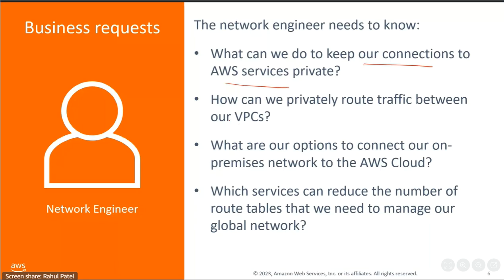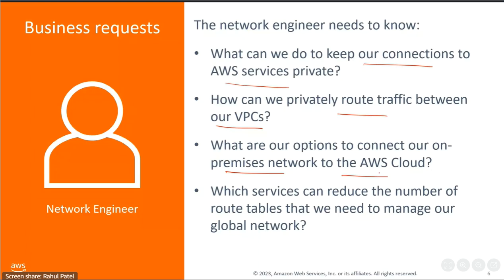Then we'll talk about how we can privately route traffic between our VPCs. Suppose we have two VPCs, and the resources inside these VPCs are communicating with each other. How can we make sure that the traffic will not go over the public internet? What are the options that are available? This is something we are going to understand. And then what are the options to connect our on-premises network to the AWS cloud? Which service or feature is responsible for this? That is something we are going to explore.